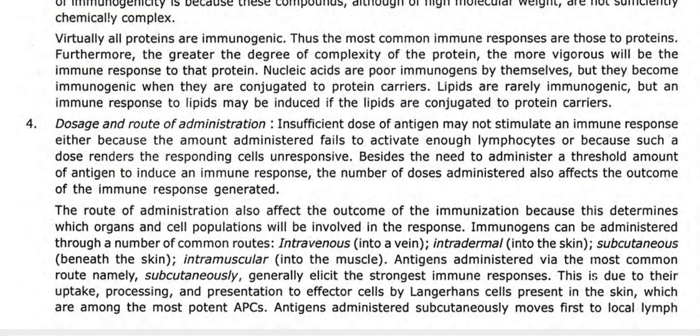Lipids are rarely immunogenic, but an immune response to the lipids may be induced if the lipids are conjugated to protein carriers. Dosage and route of administration.